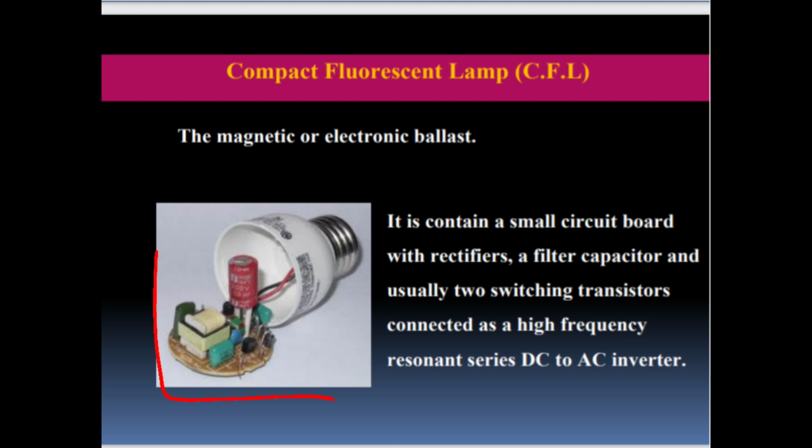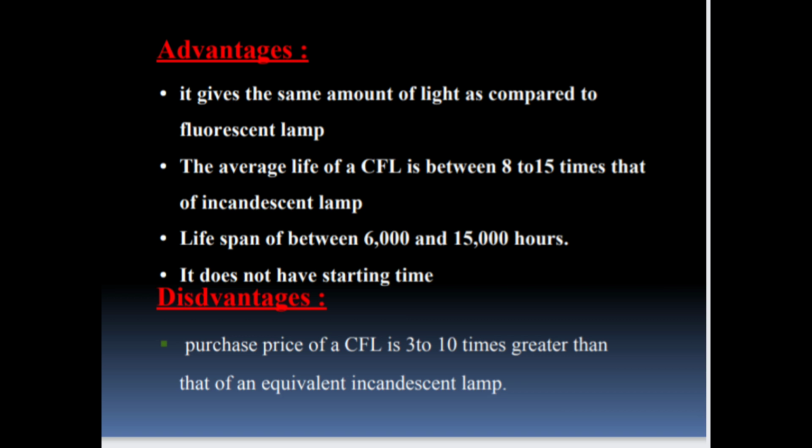Then the application and advantages of this. The advantage is that it gives the same amount of light as compared to a fluorescent lamp. The average life of a CFL is between 8 to 15 times that of an incandescent lamp. So this is very advantageous. Lifespan of between 6000 and 15,000 hours. It does not have starting time. Then disadvantages. Purchase price of a CFL is 3 to 10 times greater than that of an equivalent incandescent lamp. So this is costly compared to the incandescent lamp.